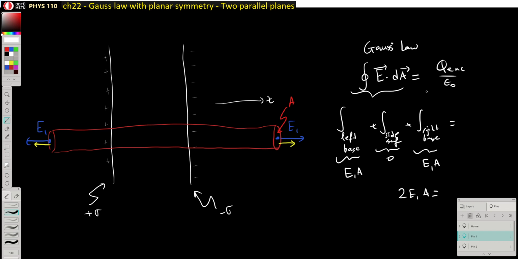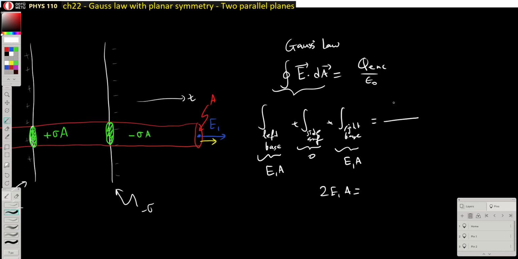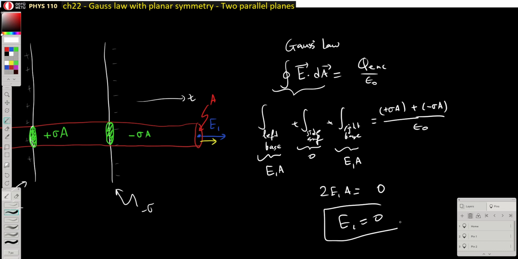What about the enclosed charge? Well, I'm going to use a green color for that. Part of the enclosed charge is in here. So this enclosed charge has a value of plus sigma times the area, where A is the base area. And there's also that enclosed charge in here, but this time it is minus sigma A. So these two are the enclosed charges. Therefore the right hand side is sigma A minus sigma A added up, divided by epsilon 0, which gives us 0. So therefore the outside electric field is equal to 0.